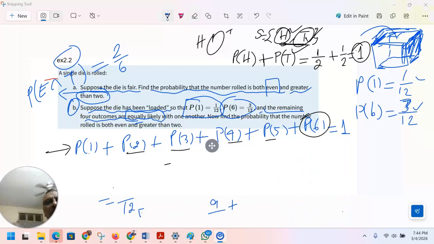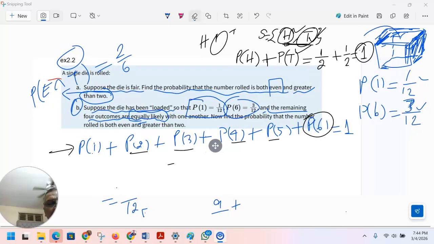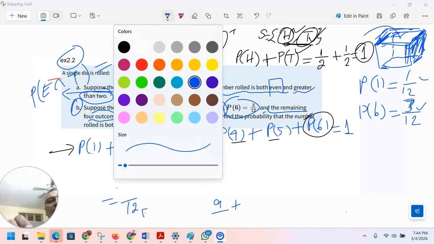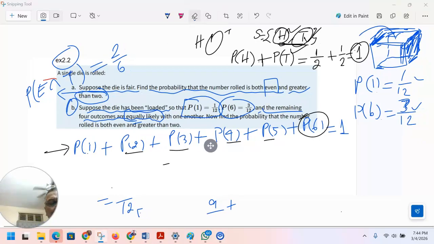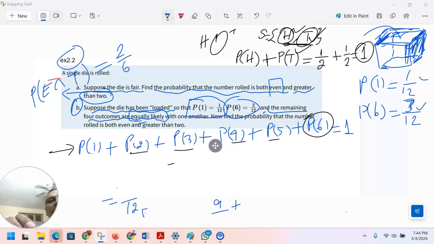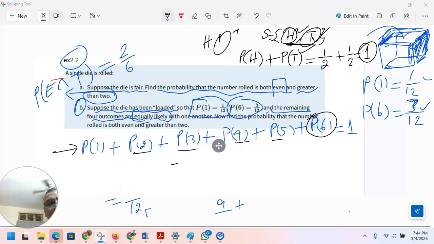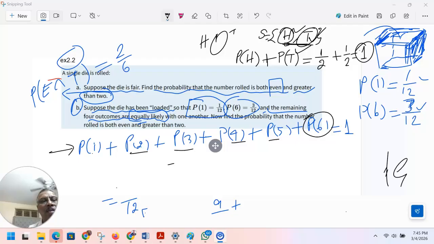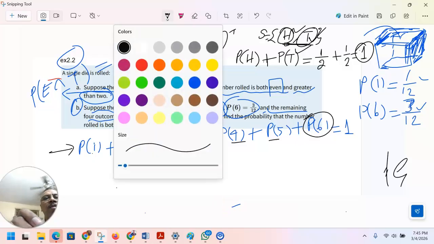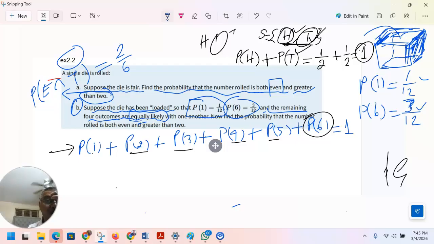Okay, let me clean this. Something is happening here, so don't mind, please. You can always fast forward. If you understand, you don't have to wait for all the explanation.